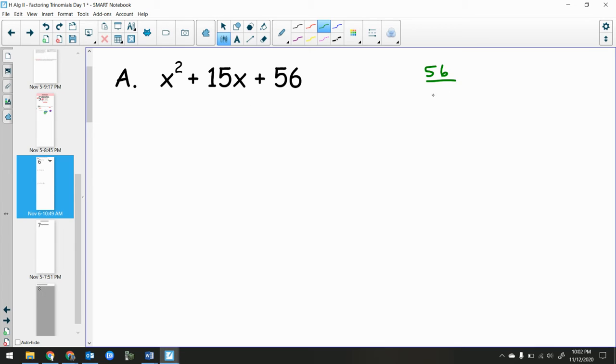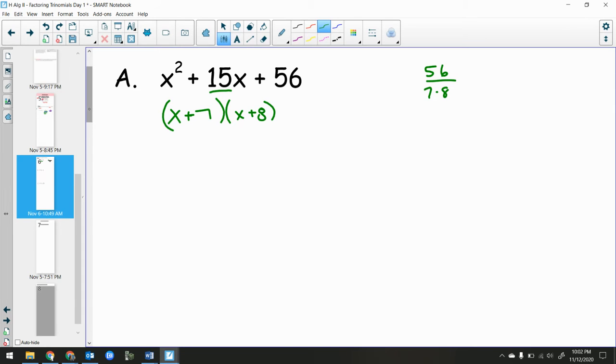to get us 15. Now, some of you might be like, "Oh, I know that one. It's right off the top of my head." You're going to find that the more skilled you are with identifying your math facts, the better you're going to be at these factoring things. So some of you already see it. 7 times 8. If I really wanted to, I could list out all the factors of 56, but it's 7 times 8. 7 times 8 is 56. 7 plus 8 is 15. So I can say x plus 7 and x plus 8.